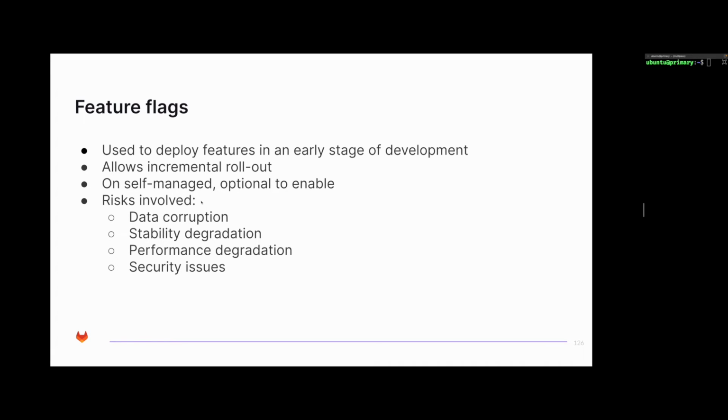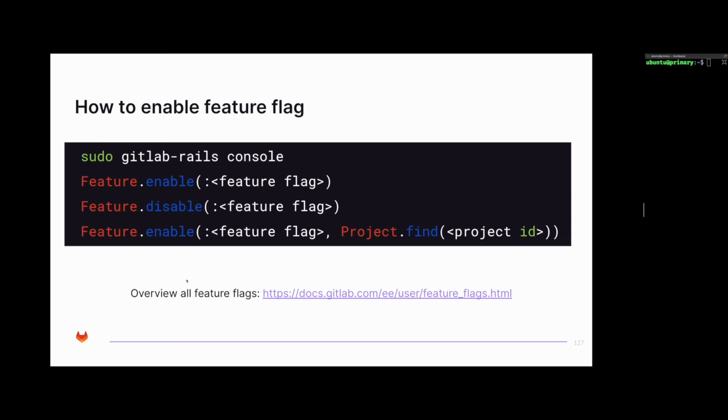Be aware though that if it's an experimental feature, it may lead to data corruption, stability problems, performance degradation, and security issues. Depending on the feature flag and the feature, every feature flag is backed up by an issue which describes the feature flag in more detail and also any of the risks that are related to it. Now, if you want to enable a feature flag, you can use the Rails console. The Rails console is one of our CLI tools, and then you can enable or disable a feature, either globally or per project or even per group. There are several scopes linked to the feature.